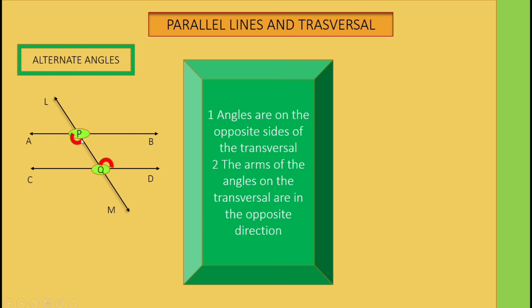Now let us consider the second angle, that is the angle PQD. This angle also consists of two arms, the arm QP and arm QD. Out of these two arms, the arm QP is present on the transversal but it is in the upward direction. It means that it is opposite to that of the first angle.